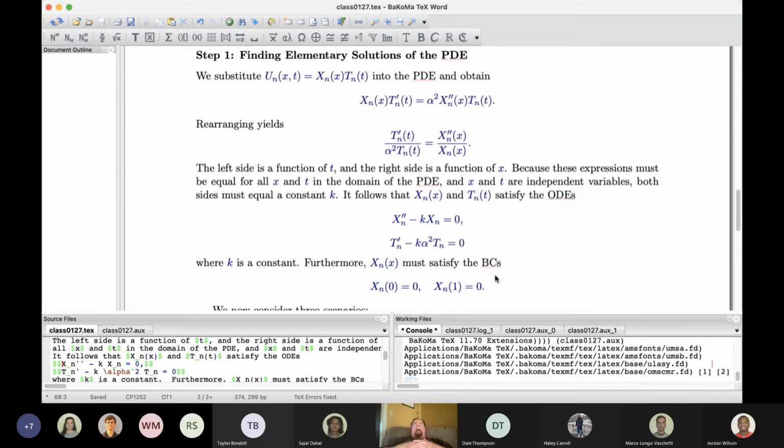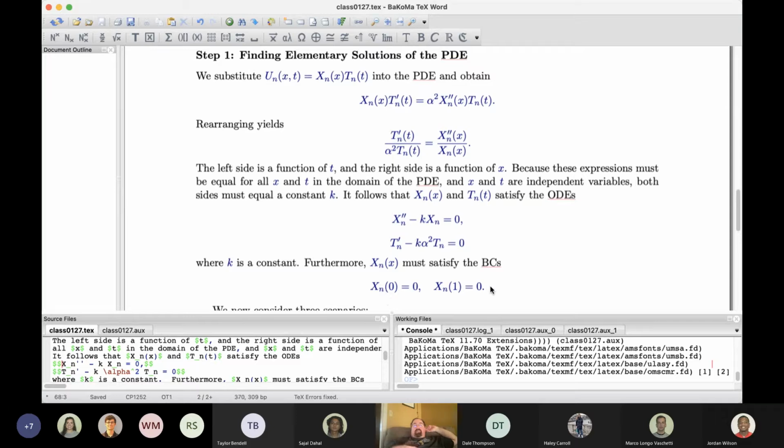Now, right now, we don't know anything about k. It's just some constant. But we need to check for which values of k there can possibly be a solution that satisfies the boundary conditions. Now, the boundary conditions are homogeneous, so the solution is equal to 0 on the boundary. Now, that might mean that xn must be 0 everywhere.